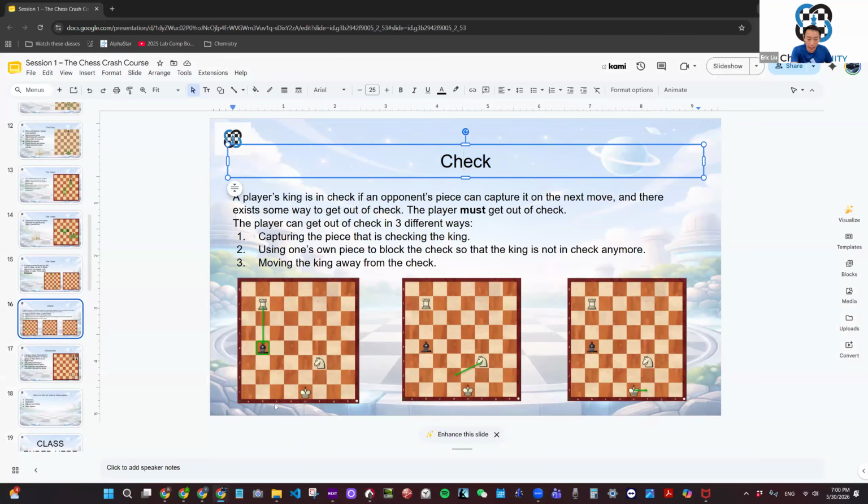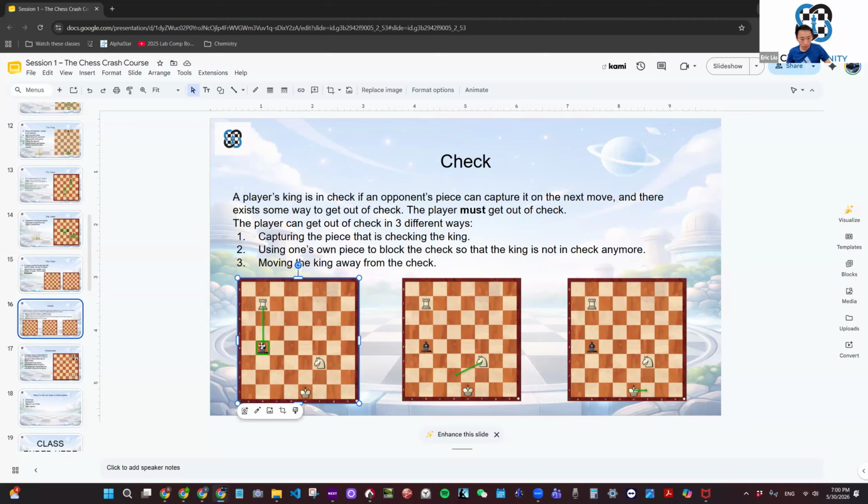So check. A player's king is in check if the opponent's piece is threatening to capture the king. Look at this board, this board is an example. We have a white king on e1, a black bishop on b4. This bishop is threatening to capture the white king. Remember, bishops move diagonally. This bishop can capture the white king if it were black's turn, and that's not allowed. So white must get out of check in some way.